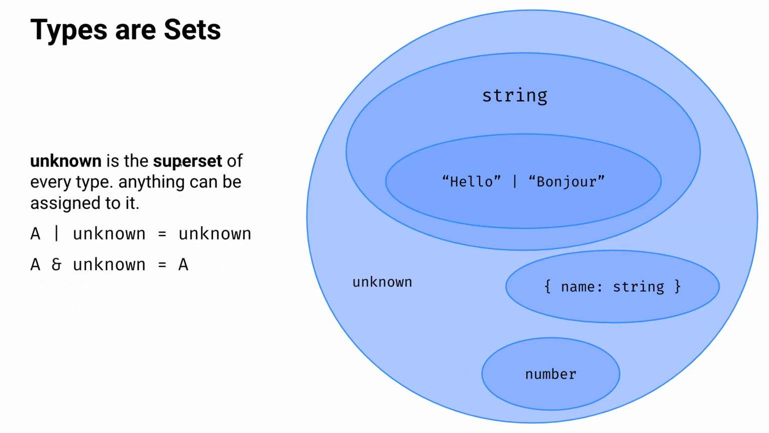And so, yeah, the unknown type is a superset of every other type. So it's kind of the outer circle in this picture. And so when you do A or unknown, it's actually the same as unknown, and A and unknown is actually the same as A.